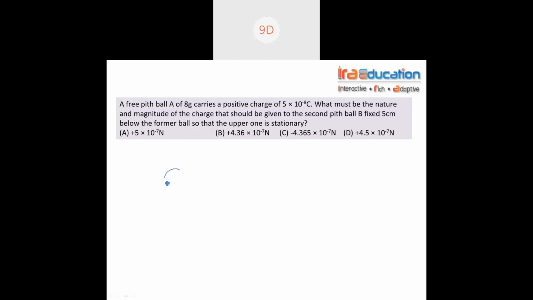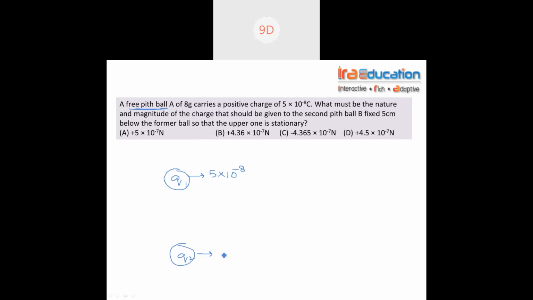I'll draw the diagram. One is a pith ball, which is again an electrostatic material. When rubbed, it gains charge. It gains electrons, becomes charged. It either loses or gains. Now, what would be the nature of the second charge? One is upper, one is lower. The first one is positively charged.